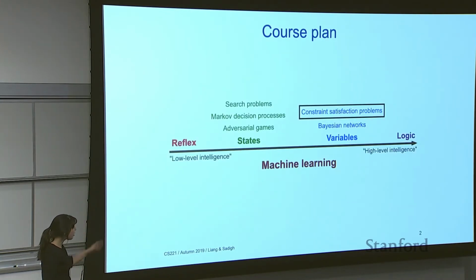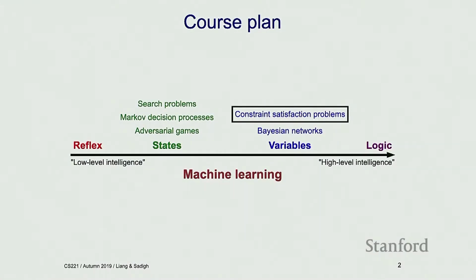So far, we have talked about reflex-based models and state-based models. We spent some time talking about search problems, MDPs, adversarial games. And the plan is to talk about variable-based models, specifically constraint satisfaction problems, today and on Wednesday. And then we are going to talk about Bayesian networks next week. So we'll have 3 lectures on Bayesian networks.